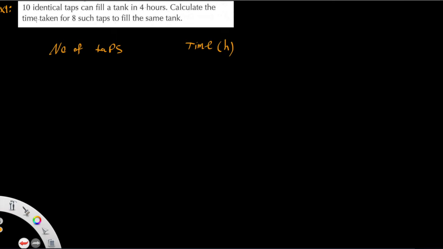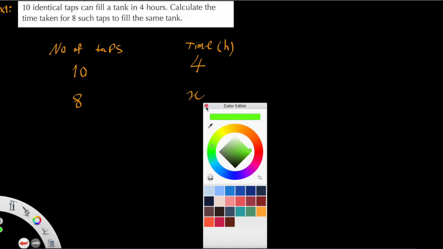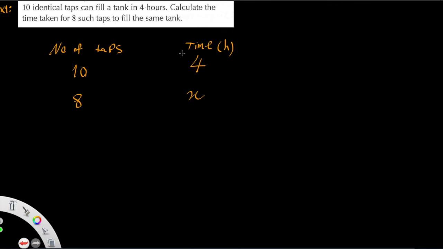Now I list the information given. It says 10 identical taps, so I write it here, 10. And the time taken here is 4 hours. It says calculate the time taken for 8 such taps. So 8 taps is placed here. And time is unknown here to fill the same tank. Let it be x.